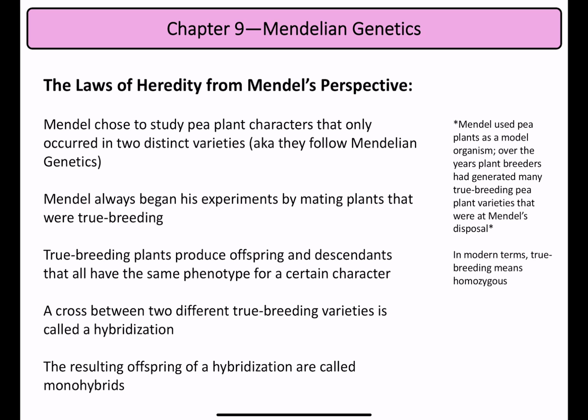And what he did is he took 2 different true breeding varieties and bred them together. So in genetics, a term for mating or breeding in an experiment is to cross two individuals. So he crossed true breeding purple flowered pea plants with true breeding white flowered pea plants. And when you do that with two different varieties, we call that a hybridization experiment. So their offspring are going to have genes from the purple flower parent and genes from the other different white flower parent. So they're kind of like a hybrid of two traits. So we call those offspring that result the monohybrid offspring.